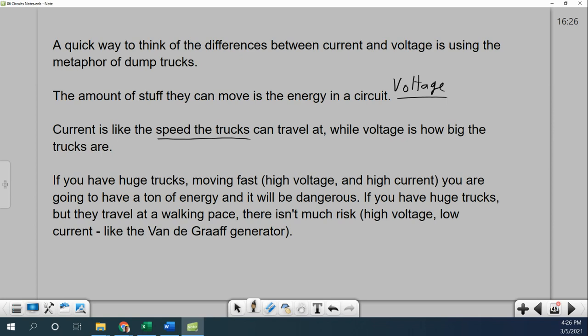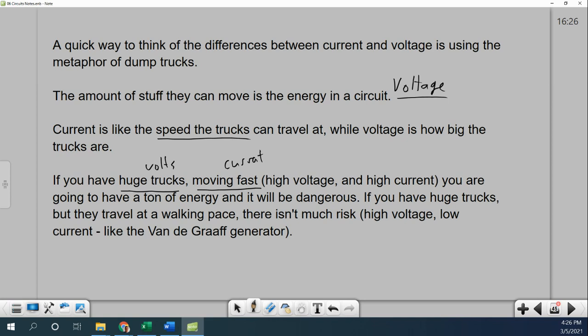So if you have huge trucks, big voltage, and they're moving very fast, high current, you're going to have a ridiculous amount of energy, and it will be very dangerous. It says danger, high voltage. That means nothing. High voltage is not dangerous unless it's partnered with current.